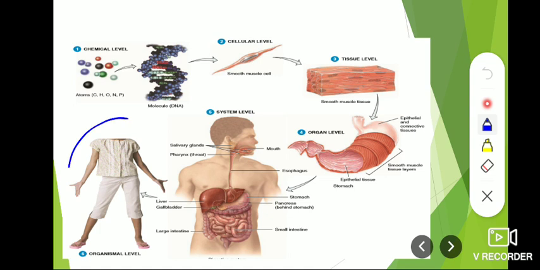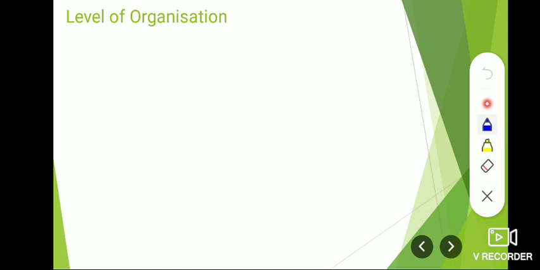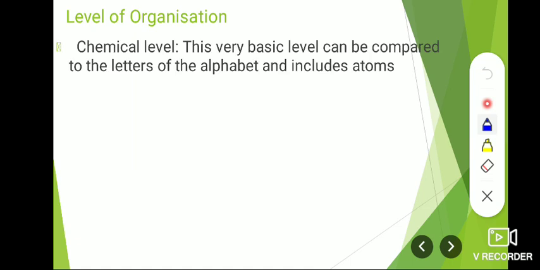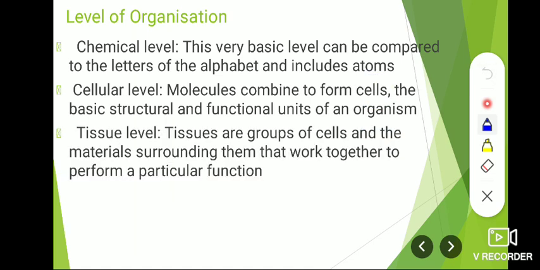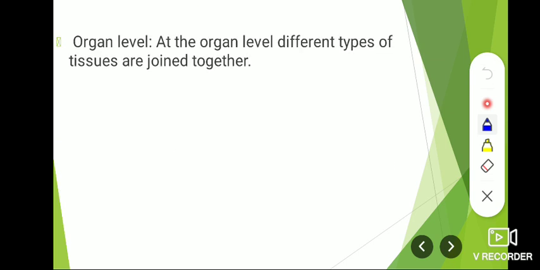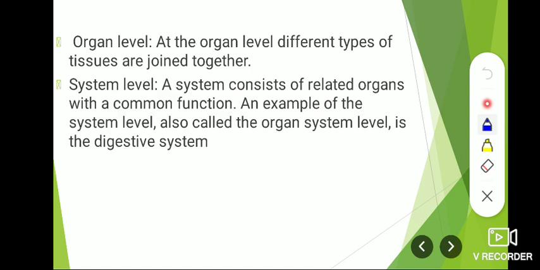So this is the human body, which is formed by so many systems. The levels of organization, as I mentioned: the chemical level is the most basic. The atoms are there, which you have learned in the 12th. Combination of these forms the cells, that is the cellular level. They form the tissues, groups of cells and materials surrounding them that work together to perform a particular function. At the organ level, different tissues are combined to form an organ, which forms a system.